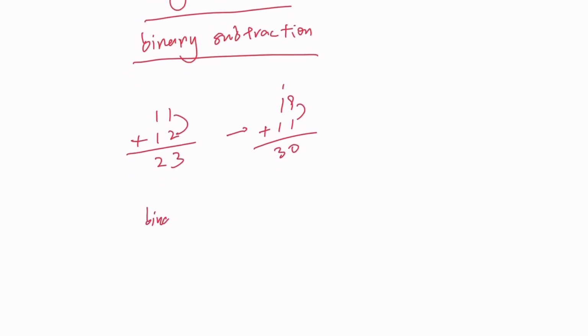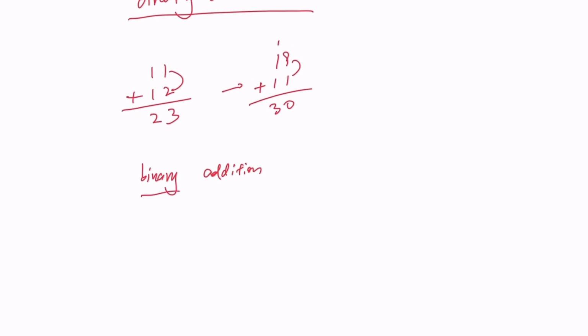So for binary addition, for binary numbers we only have zeros and ones, and every time we have a 2, we get a carry, so it's 1, 0. Let's look at one example. Let's say it's 1, 1, 0, 1 plus 0, 0, 1, 0.